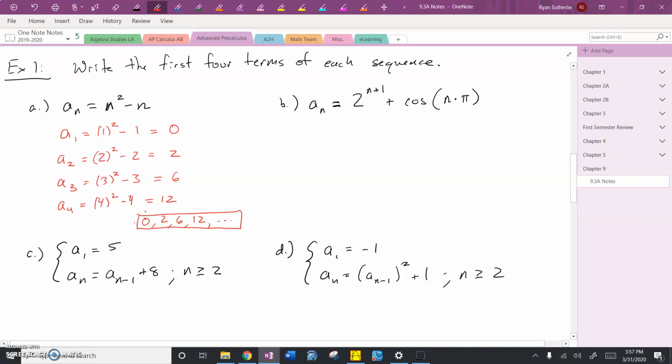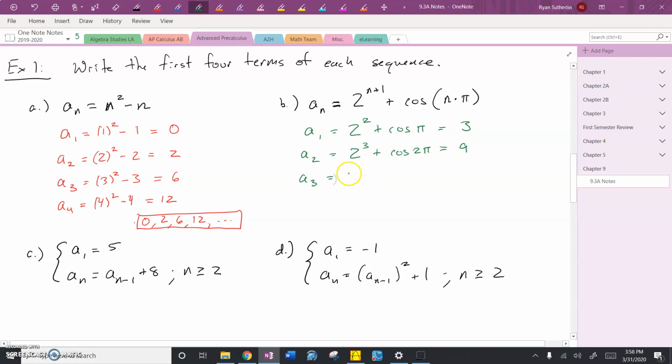Now you guys should try B. All right, now assuming that you have tried it, here is what this would look like. The first term would be 2 to the second plus cosine of pi. So 2 to the second is 4. Cosine of pi is negative 1, so 4 plus negative 1 is 3. For the second term, we would have 2 to the third plus cosine of 2 pi. Well, 2 to the third is 8. Cosine of 2 pi is 1, so we have 9.